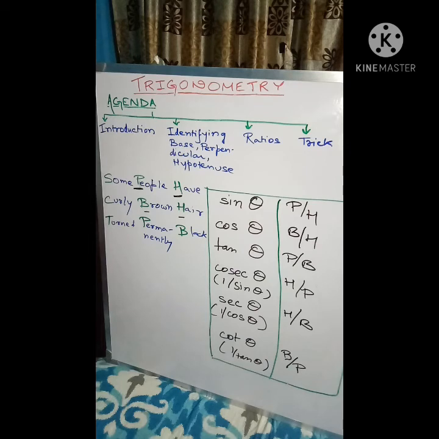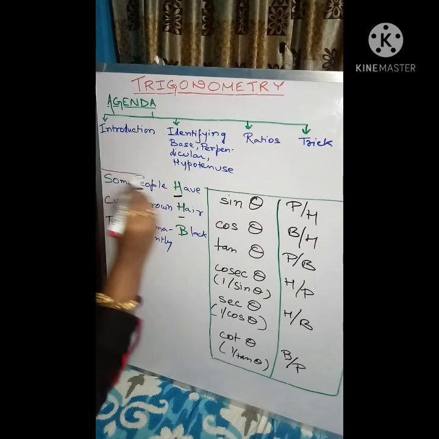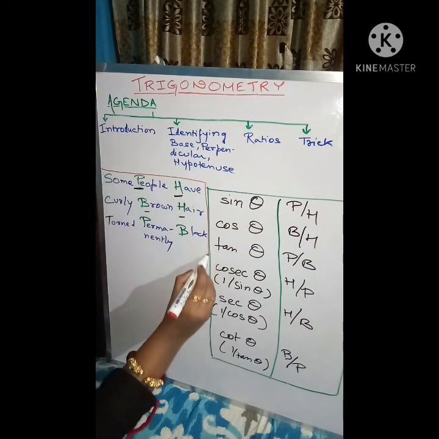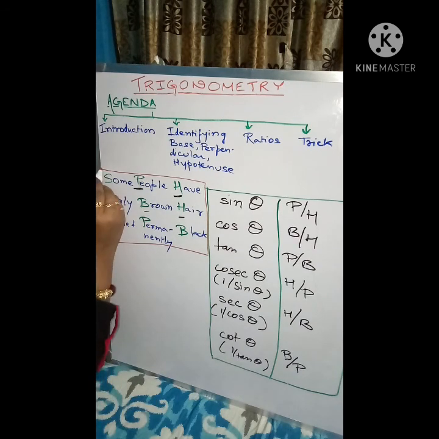Yes, I guess now you don't have to memorize the formula. You can remember the formula very easily only if you learn these three lines. Some people have curly brown hair turned permanently black.